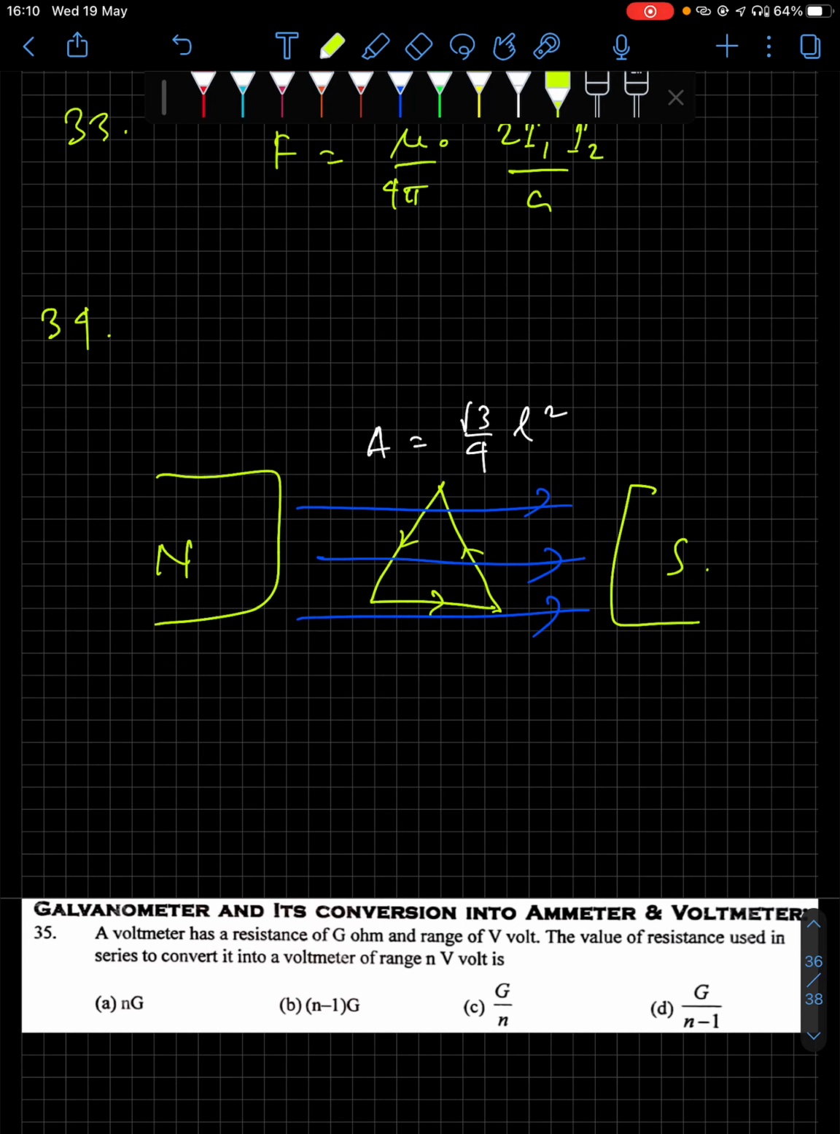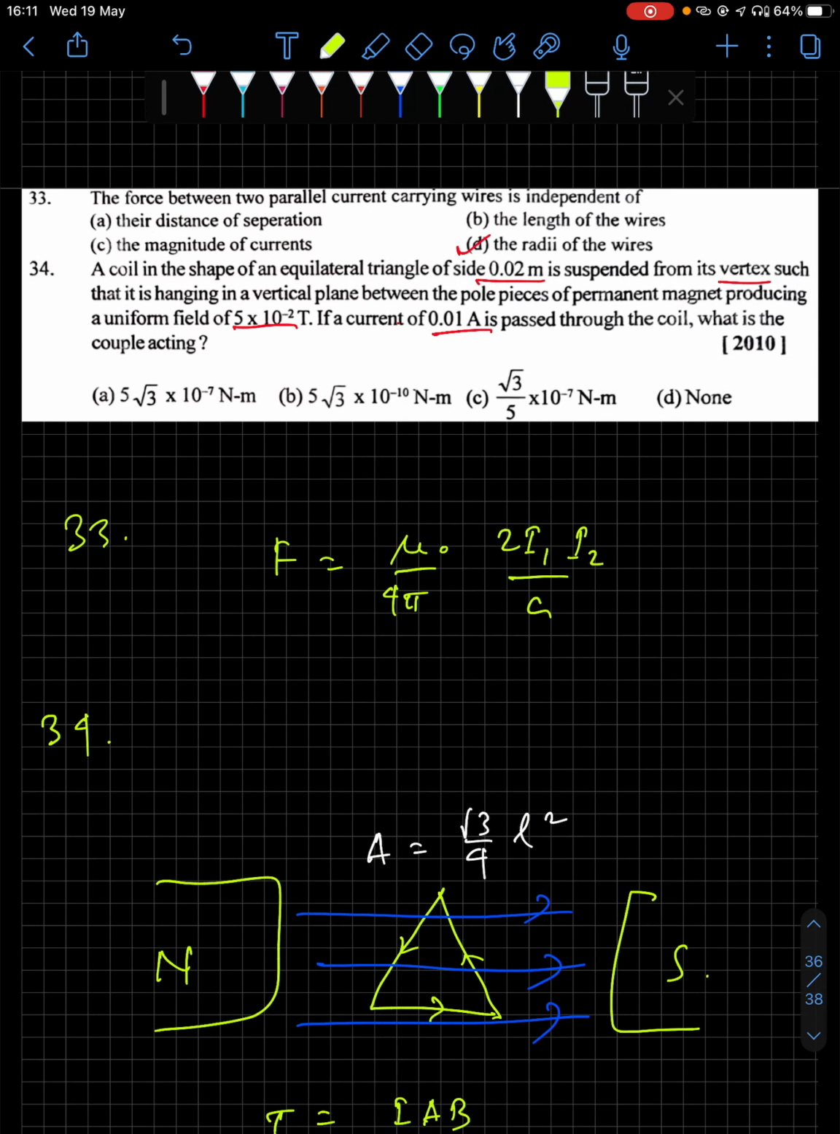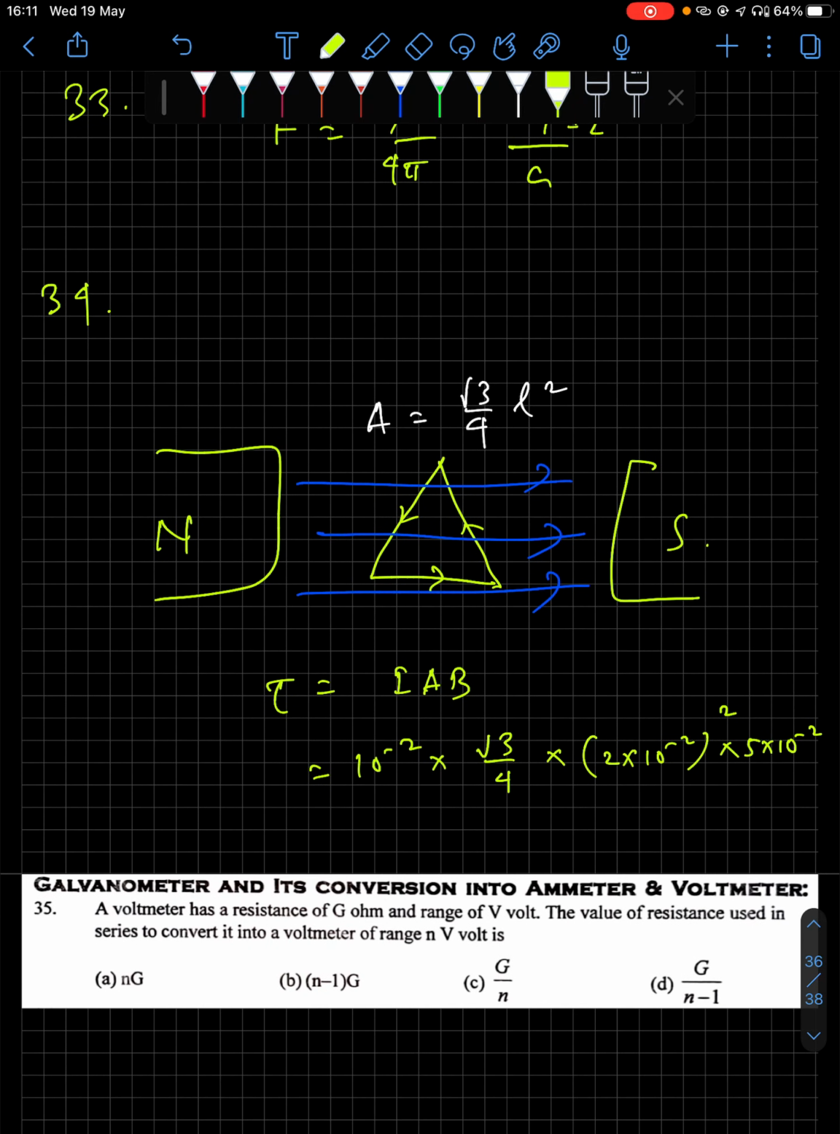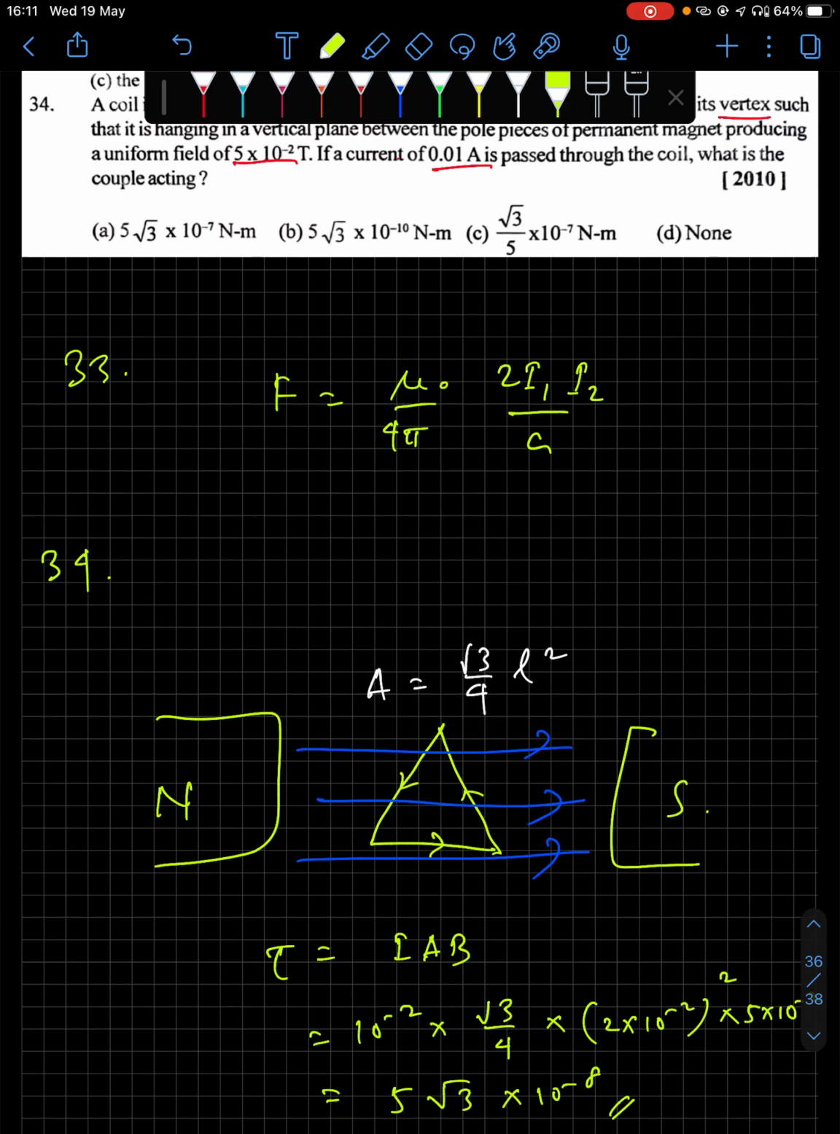So for torque, your relation is NIAB, and number of turns is 1. So IAB: current value is 10 to the power minus 2, area is root 3 by 4 into, what is the length? It is given as 0.02 meters, so I am writing 2 into 10 to the power minus 2, square, and field value is 5 into 10 to the power minus 2. So on calculation, you'll get 5 root 3 into 10 to the power minus 8. So the answer will be none of these.